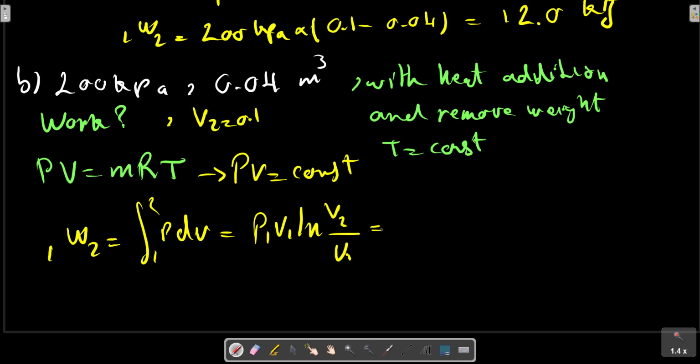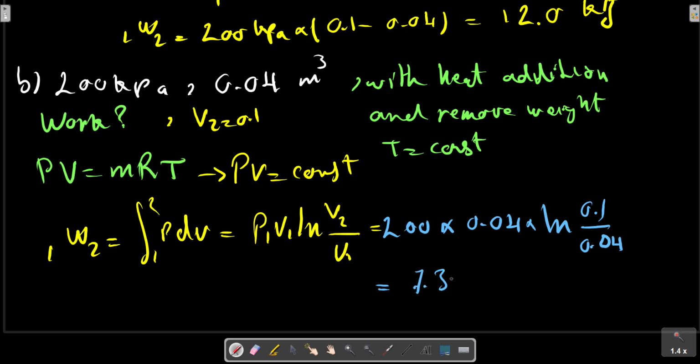The pressure at point 1 is 200, so the work is 200 multiplied by V at point 1, multiplied by the ln of V2 over V1, which equals the result in kilojoule.